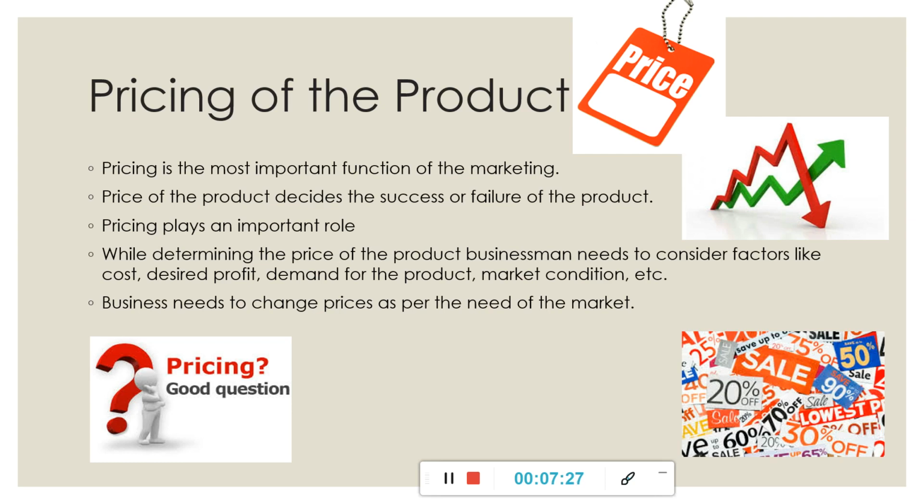While determining the price of the product, a businessman needs to consider factors like cost, desired profit, demand for the product, market condition and so on. ये सब उसको डिसाइड करना है, कि सपोज़ उसके लिए जितना खर्चा है, उसका रॉ मटेरियल, डिमांड कितना है, उसके लिए प्रॉफिट कितना चाहिए, all they have to consider while they are going to decide the price of the product. यहाँ तक क्लियर हुआ?